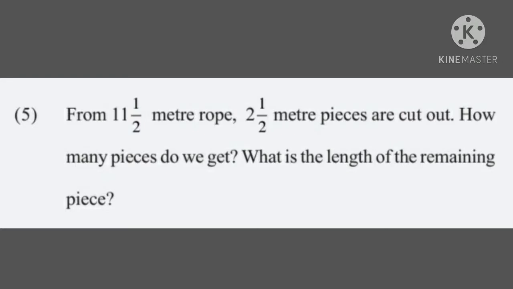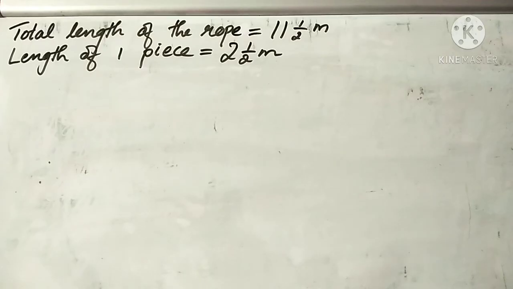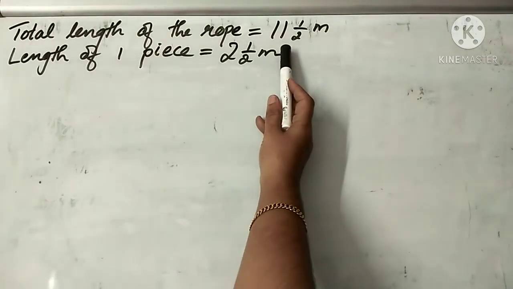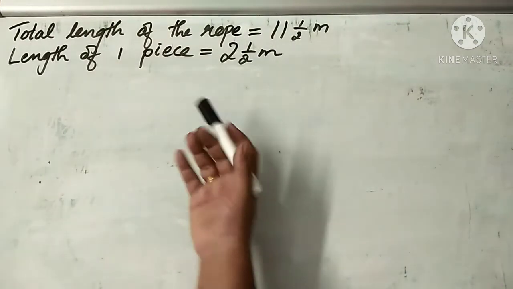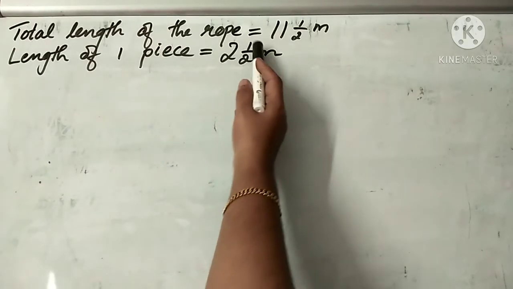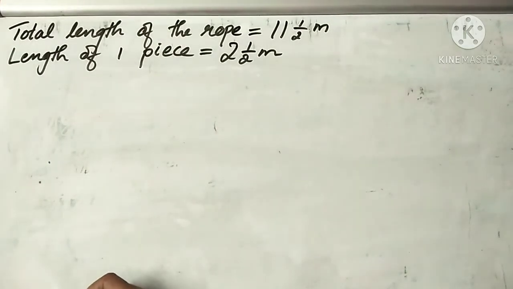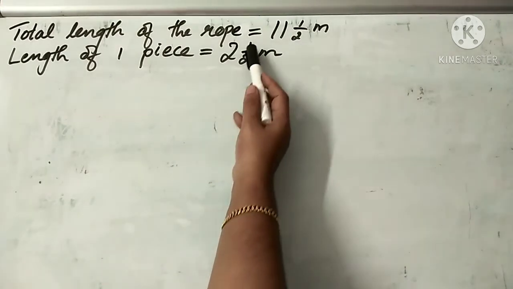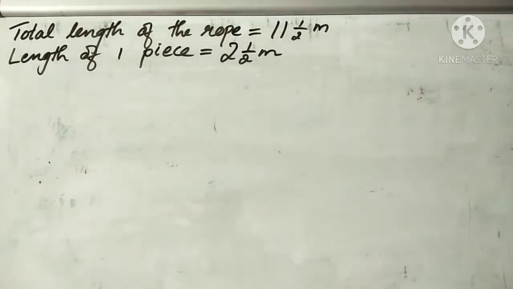Next question. From an 11 1 by 2 meter rope, 2 1 by 2 meter pieces are cut out. How many pieces do we get? And what is the length of the remaining piece? In the question, it is given that total length of the rope is equal to 11 1 by 2 meter. When we cut out, length of one piece is equal to 2 1 by 2 meter. We have to find how many pieces we get from this. If we cut this total length by 2 1 by 2 meter each, how many pieces do we get?